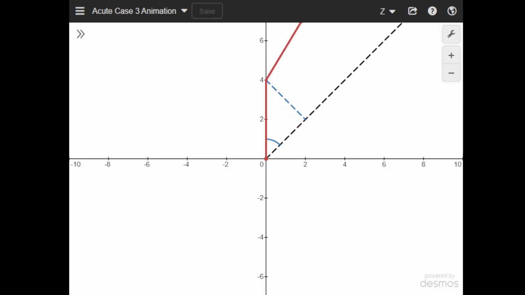Now we're into case 3, the weird case, and look, as we come around, there, we made a triangle, but as we keep coming around, there, we made another one.